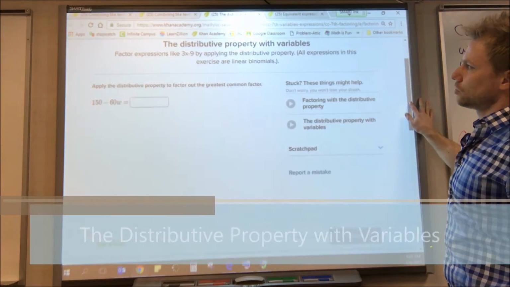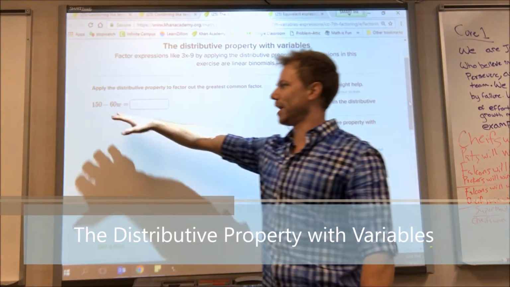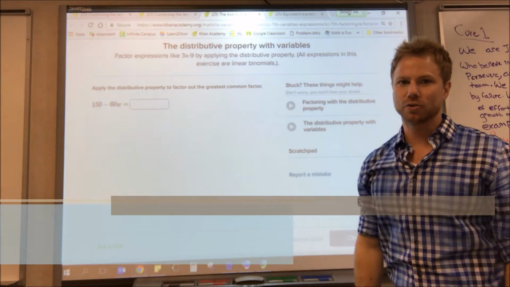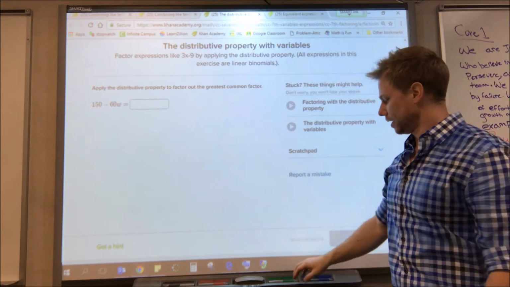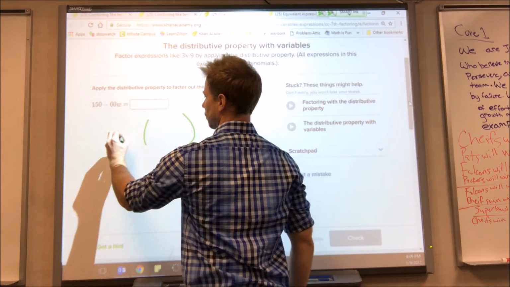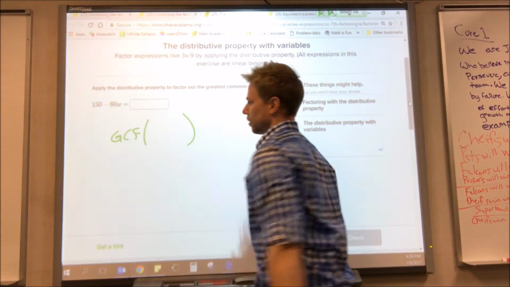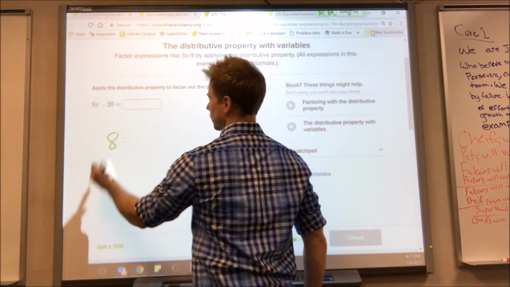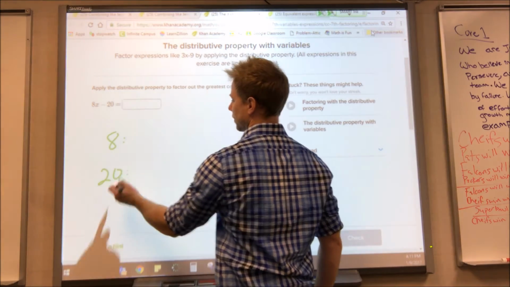Right, here we're using the distributive property in order to factor. So this is where we have to find the greatest common factor, write it in front of the parentheses, and then divide it out. So in front of the parentheses, we're going to put our greatest common factor. Again, if we're not sure, we can list out our multiples, or our factors.